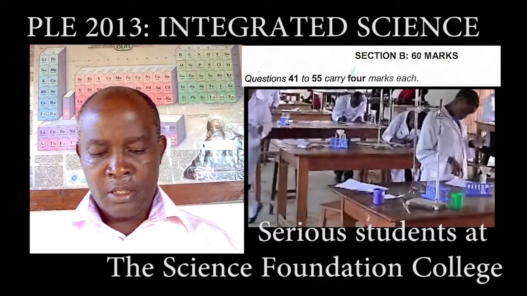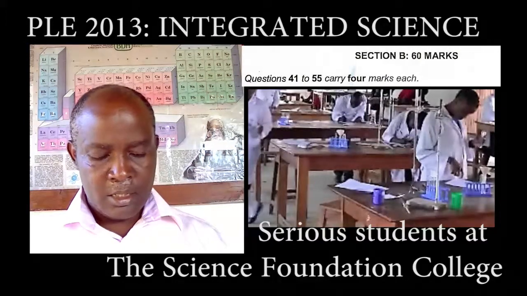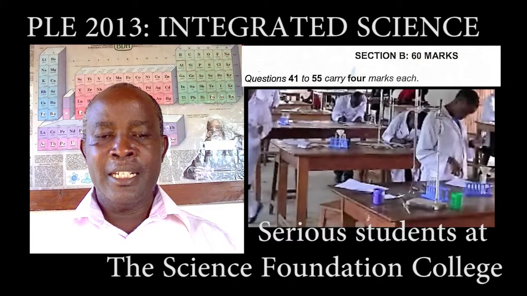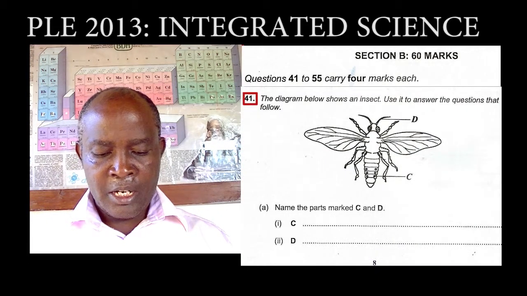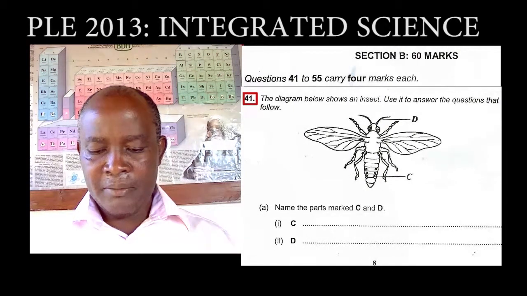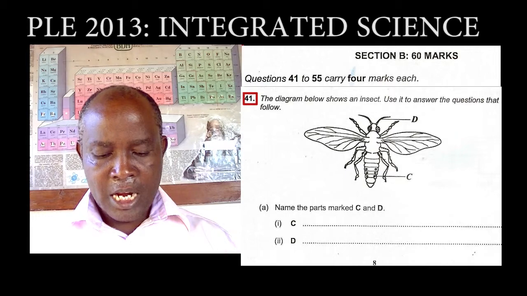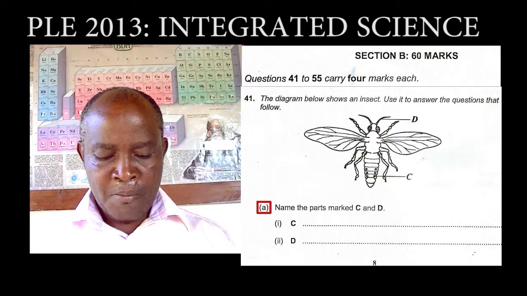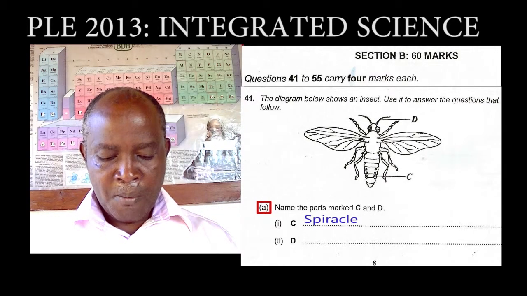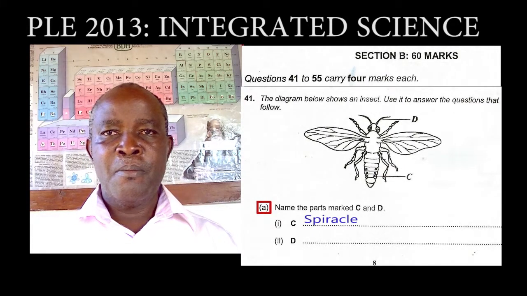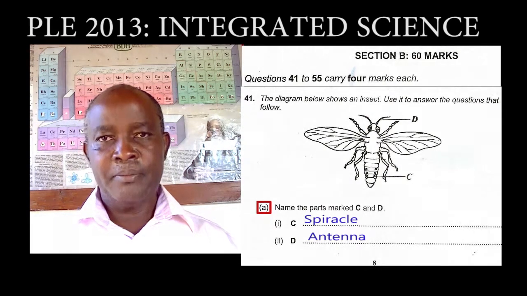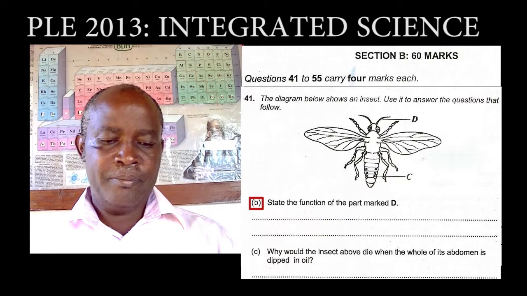Section B, 60 marks. Questions 41 to 55 carry 4 marks each. 41. The diagram below shows an insect. Use it to answer the questions that follow. Name the parts marked C and D. Part C is spiracle. Part D is antenna.